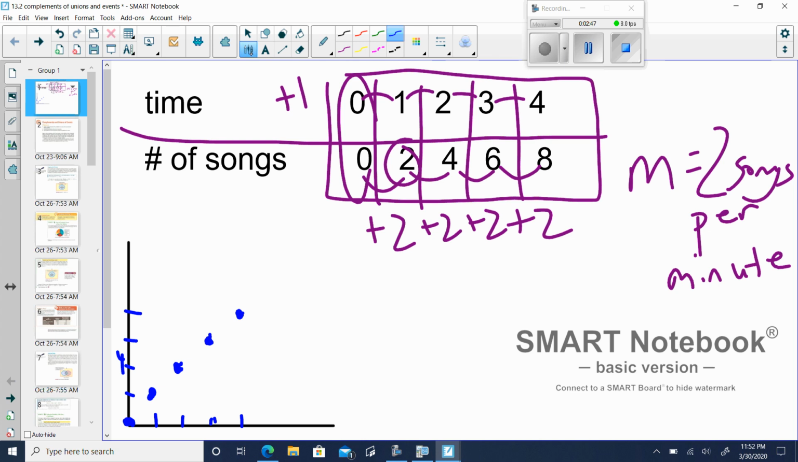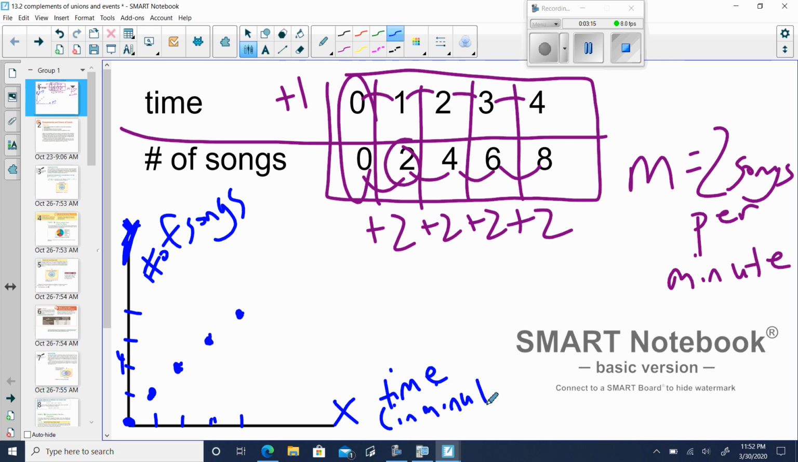But I'm still not talking about whether or not these things are discrete or continuous. It doesn't really matter at this point. What's important is to label the axes. So y-axis over here versus the x-axis right here. So our y-axis, we're going to label that, since we're talking 2, 4, 6, 8, for number of songs. And our x-axis, we're going to label time in minutes. Right? Boom.